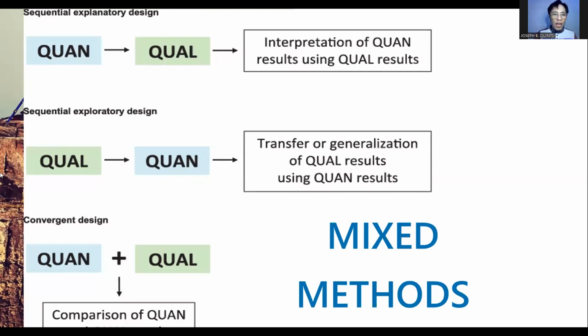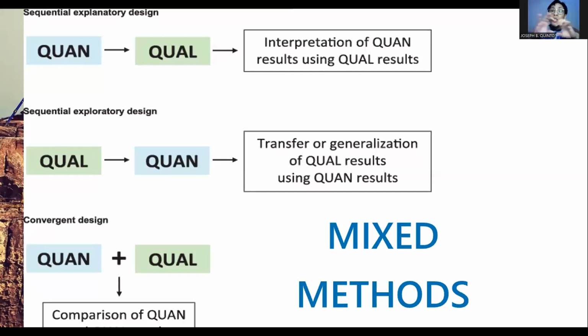You could also have a convergent design. Convergent means simultaneously. So you're using a quantitative approach, at the same time, you are using a qualitative approach. One succinct example is that research problem number one, quantitative. Research problem number two, qualitative. That is an example of a convergent design. So mixed methods, convergent design.